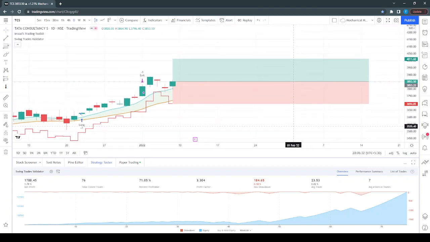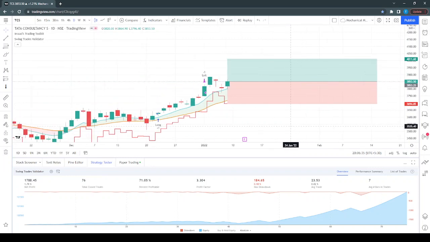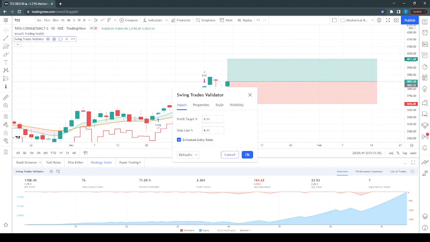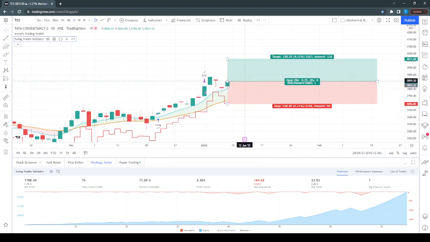So this is how you will use the swing trades validator. This is something that you will change every time you want to validate the trade. Every single time you want to enter a particular trade into a particular stock, you will place the long position tool first, and place the entry point, the exit points on stop loss and target, and see what is the percentage here from the entry to the stop loss. Here it says 4.11%. That is the drop from the entry price, right? And this is the upward move from the entry price, the target.